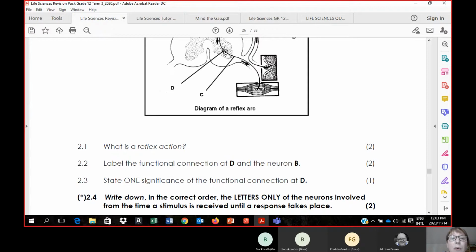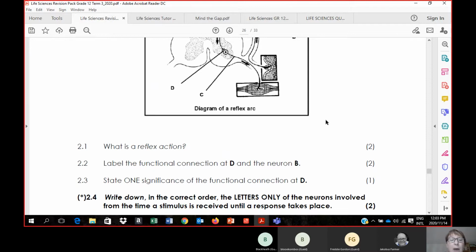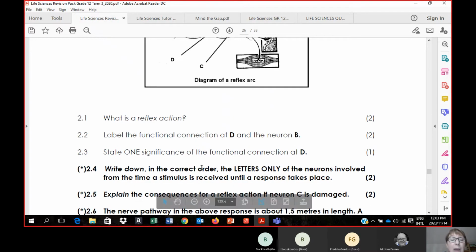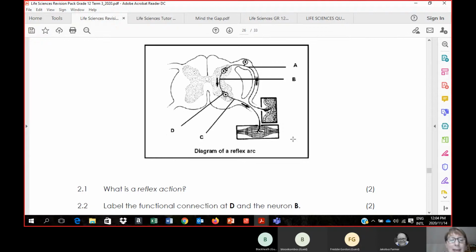Then label the functional connection at D. So that I told you is called a synapse. Then label neuron B, that is your interneuron. Then I said leave out number 3. Then I said write out the correct order, letters only, of the neurons involved from the time a stimulus is received until a response takes place. So the correct order is going to be A, then B, and then C. So that's the right answer, A, B, and C.